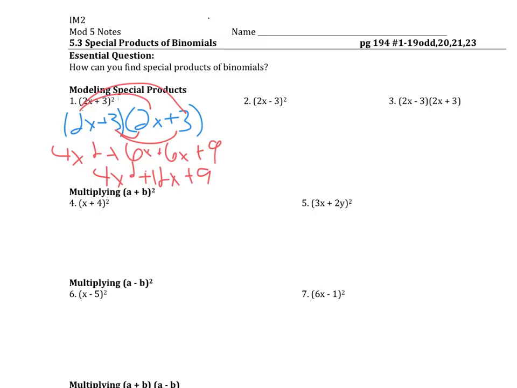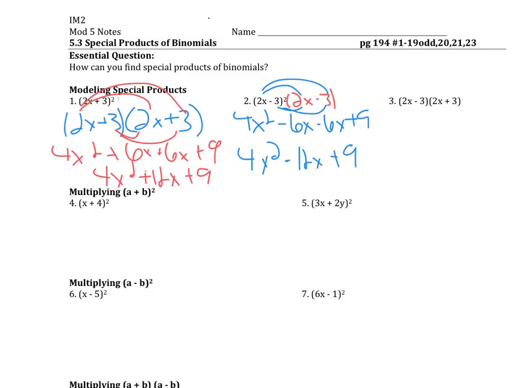So as you look at number 2, same deal. That becomes 2x minus 3 times 2x minus 3 because it's squared. And then we distribute. So 2x times 2x is 4x squared. 2x times negative 3 is a negative 6x. And then a negative 6x, and then a positive 9. Combine our like terms, and we get 4x squared minus 12x plus 9.